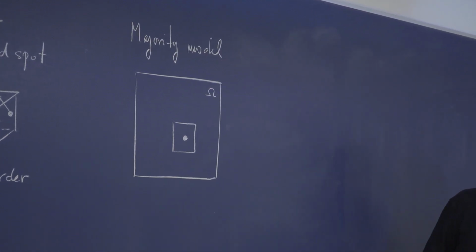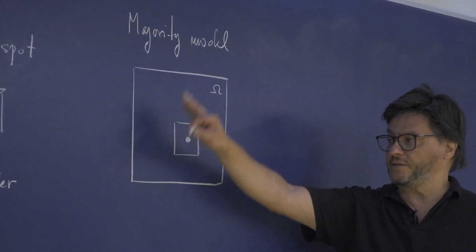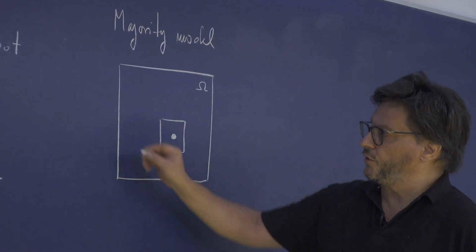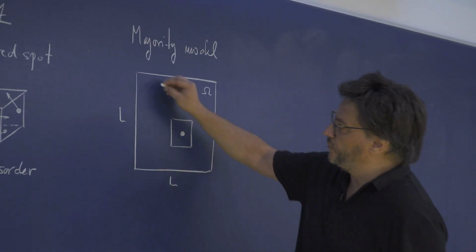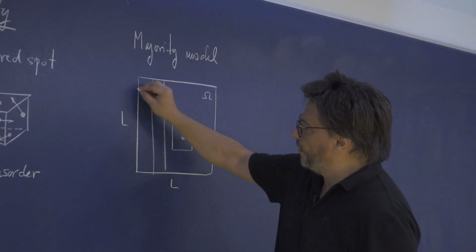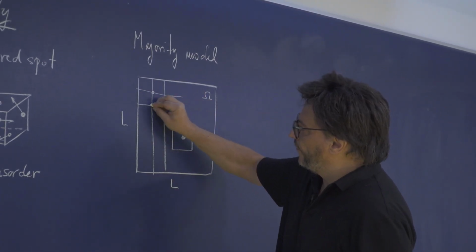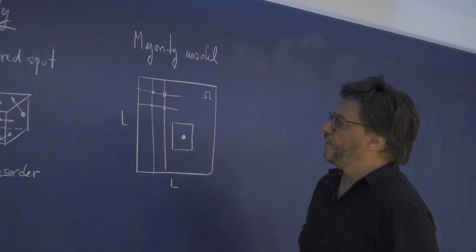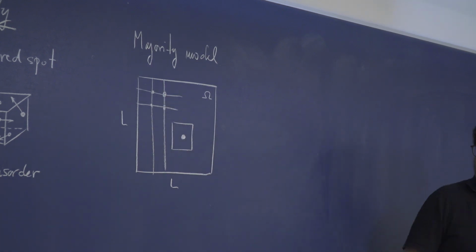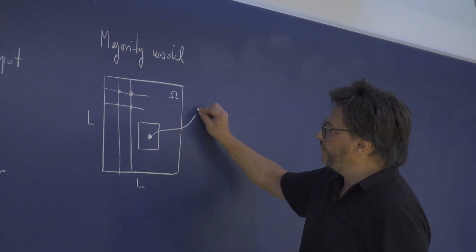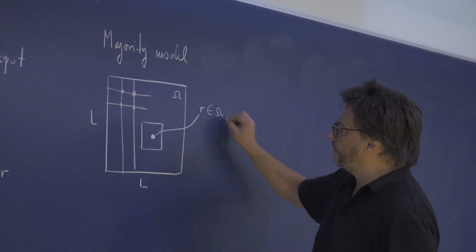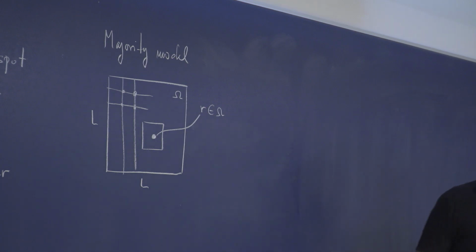What is the majority model? It's very simple. Imagine I have a lattice, right? A lattice of, I don't know, L by L sides. So this would be somehow defined as a collection of nodes, right? Imagine I take one particular node here, R, located at some place in the lattice, and I consider that the node has a given state, right?